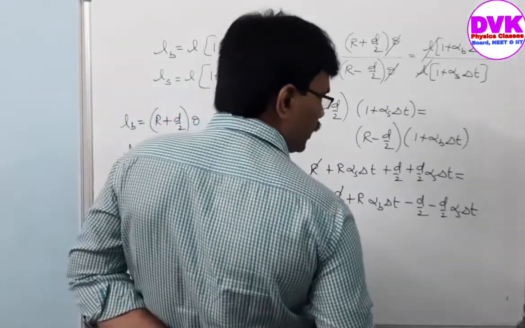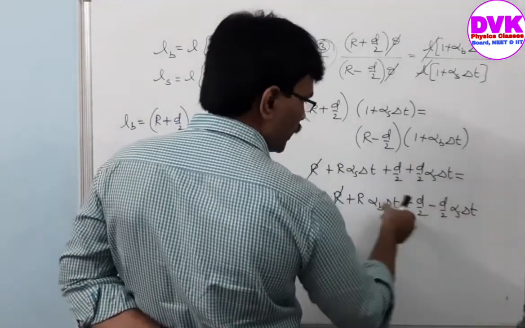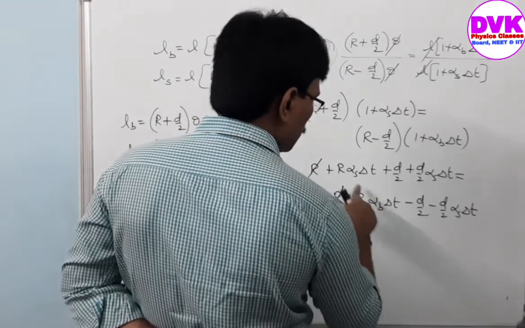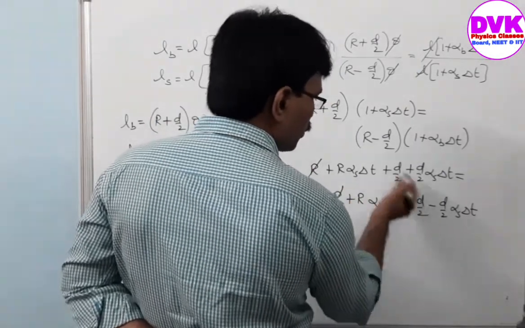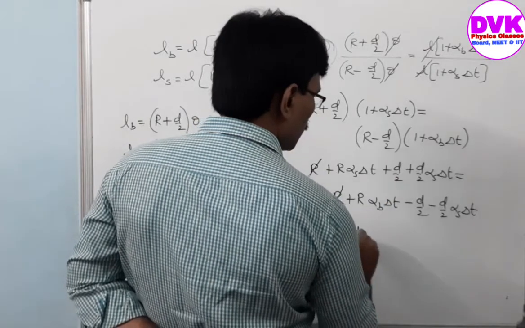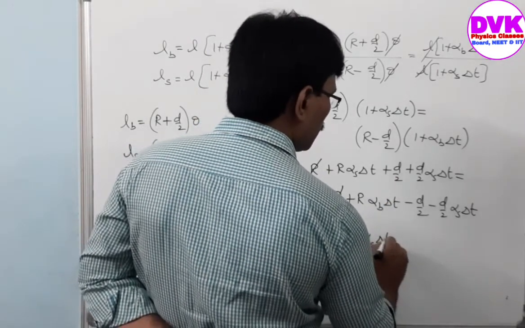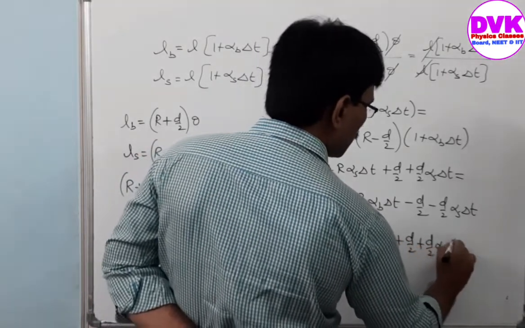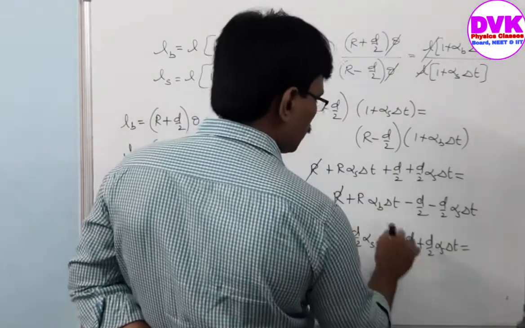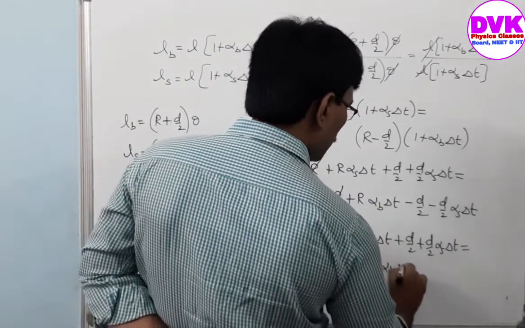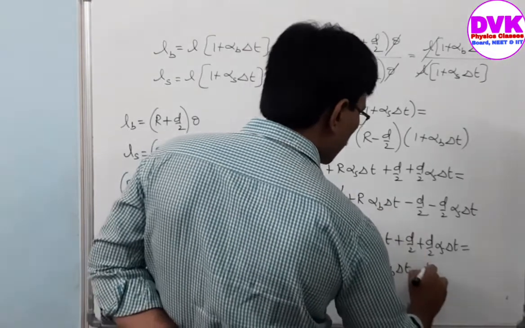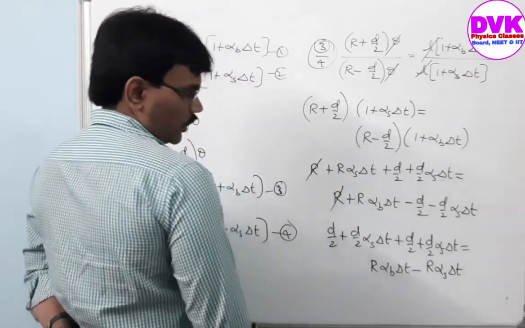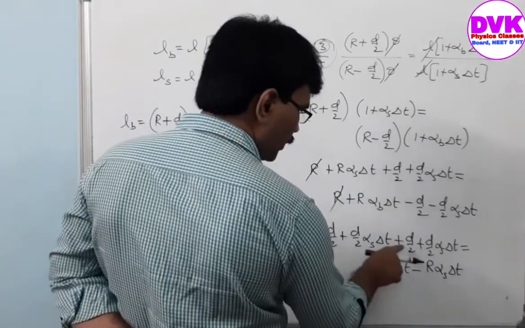So now you just bring the d by 2 terms to one side, and the r terms to one side. So it is d by 2 plus d by 2 alpha s delta T, and plus d by 2 plus d by 2 alpha s delta T is equal to, this term I am bringing to this side, r alpha b delta T minus, this comes to the RHS with a negative sign, r into alpha s into delta T. Okay, right. So here d by 2 plus d by 2, so d.